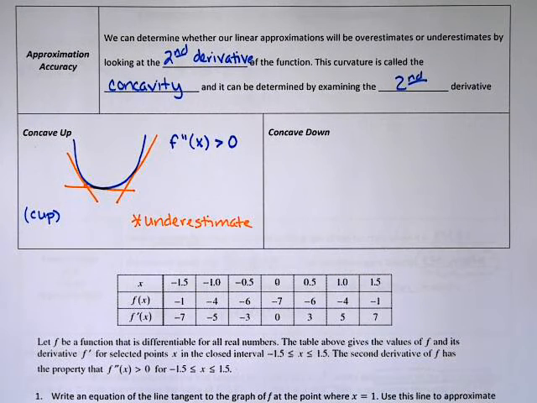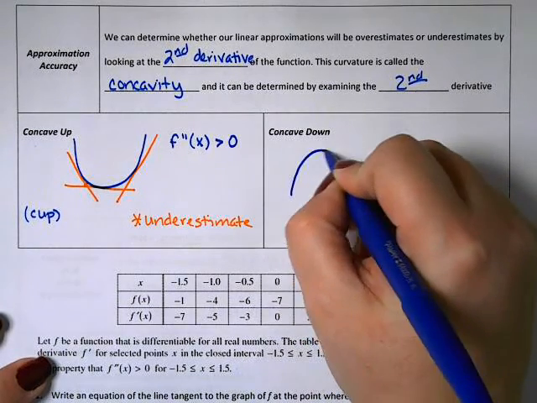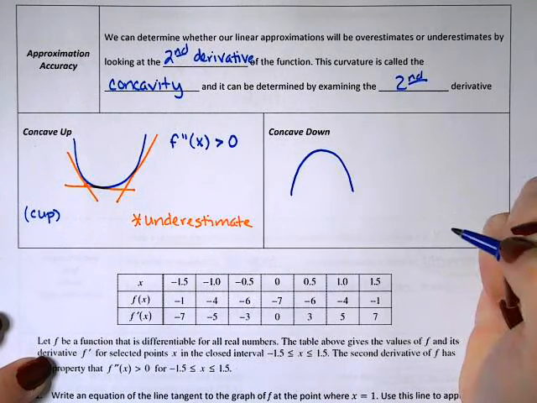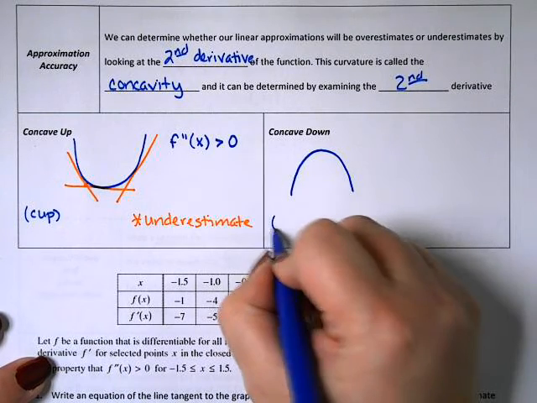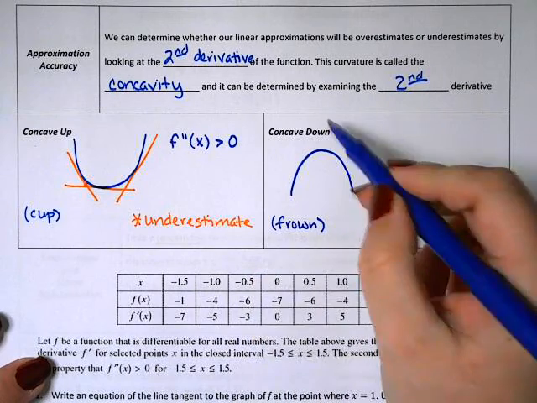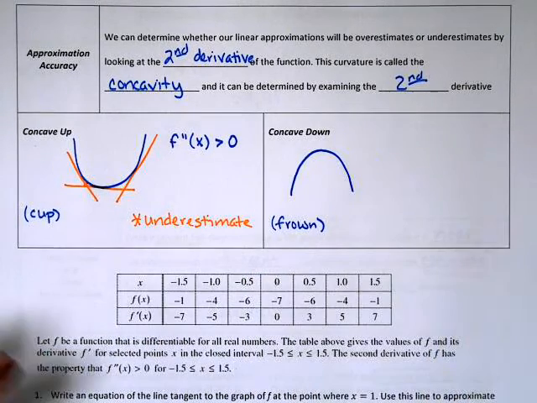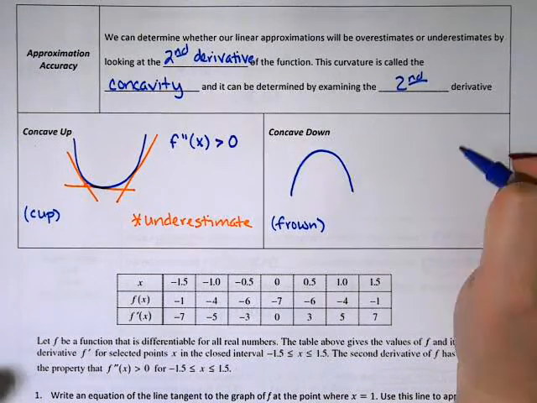Then let's talk about concave down. So if a function is concave down, it looks like this. It's upside down, and it kind of looks like a frown. Do you get it? I made it rhyme again. So up, cup, down, frown. I know, I'm so creative, you guys. What would you do without me?